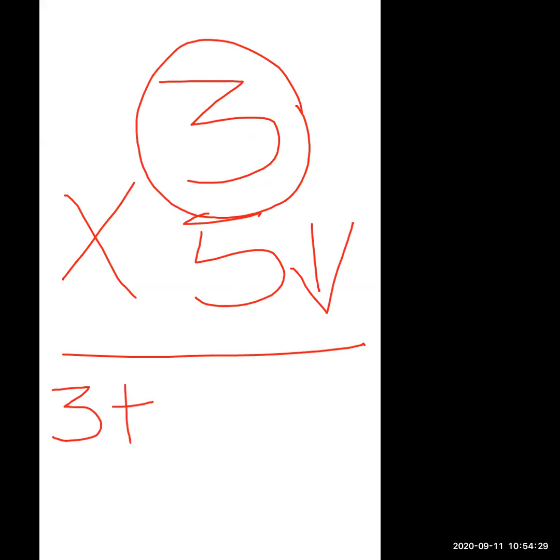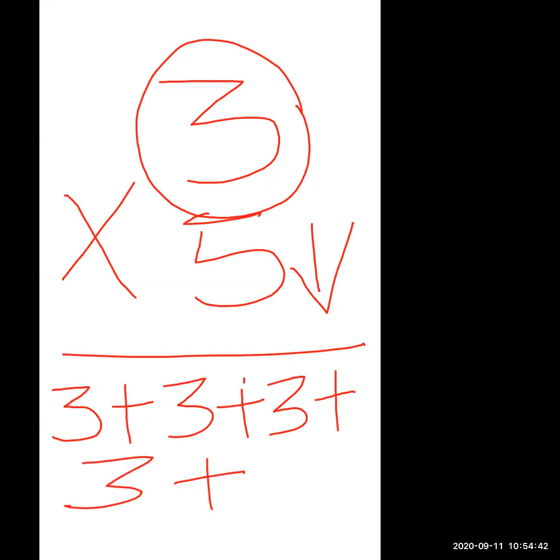Look here. 3 plus 3 plus 3 plus 3 plus 3. Yes, give me the answer. What is your correct answer? You want to add 3 five times. What's your answer? Your answer is 15. Very good. It's one digit into one digit. Okay, students? So everyone is clear on one digit into one digit?